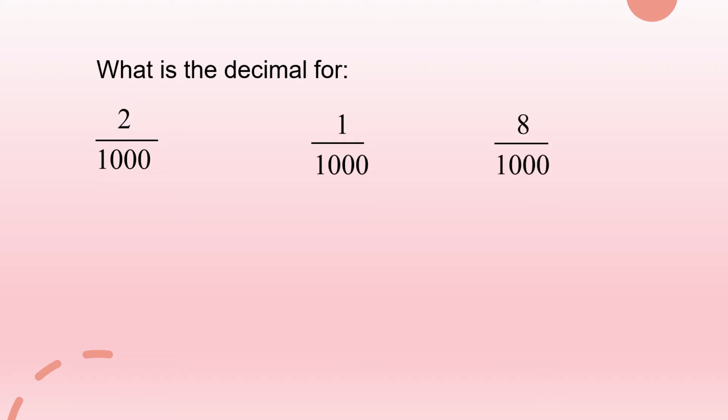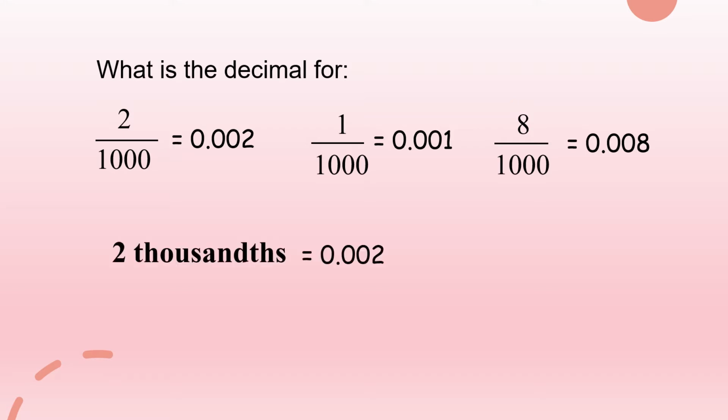Now shall we write the decimal number for 1000 in the denominator? Yes, 2 by 1000 means 0.002. 1 by 1000, 0.001. 8 by 1000, 0.008. So how will you read 2 by 1000? 2 by 1000 or 2 thousandth. So that is equal to 0.002. 1 thousandth, that is equal to 0.001. 8 by 1000 means 8 thousandth. So decimals are special fractions with certain multiples of 10 in the denominator.